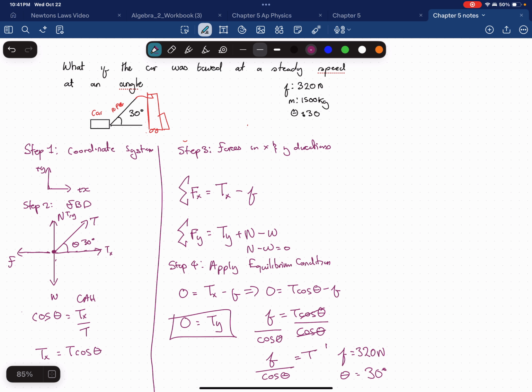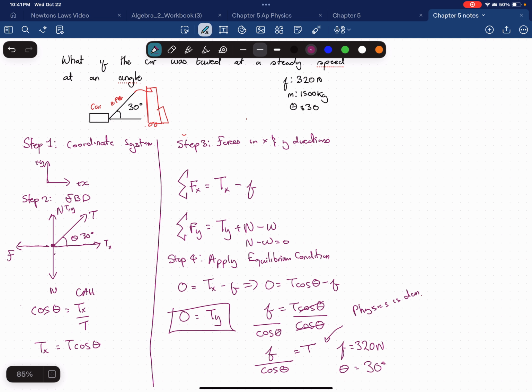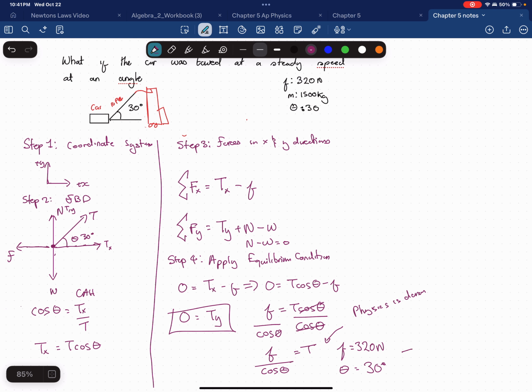But once you have this equation, physics is done. In fact, some would even say physics is done somewhere here after applying the equilibrium condition. It's just math. So you know the friction, you can plug it in, and then you see the tension. This should evaluate to about 340 newtons. I think I saw this as an example in your book, so I think I saw the answer. Just solving it, 340 newtons.